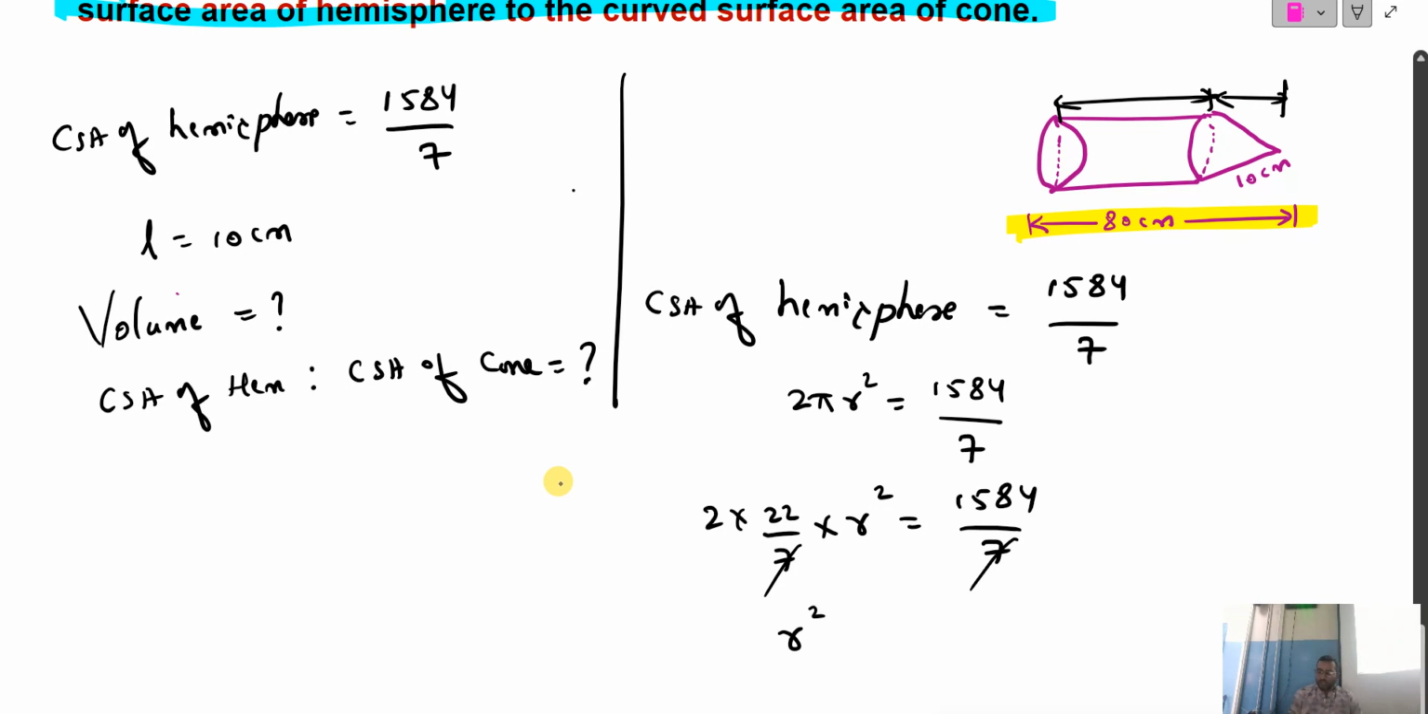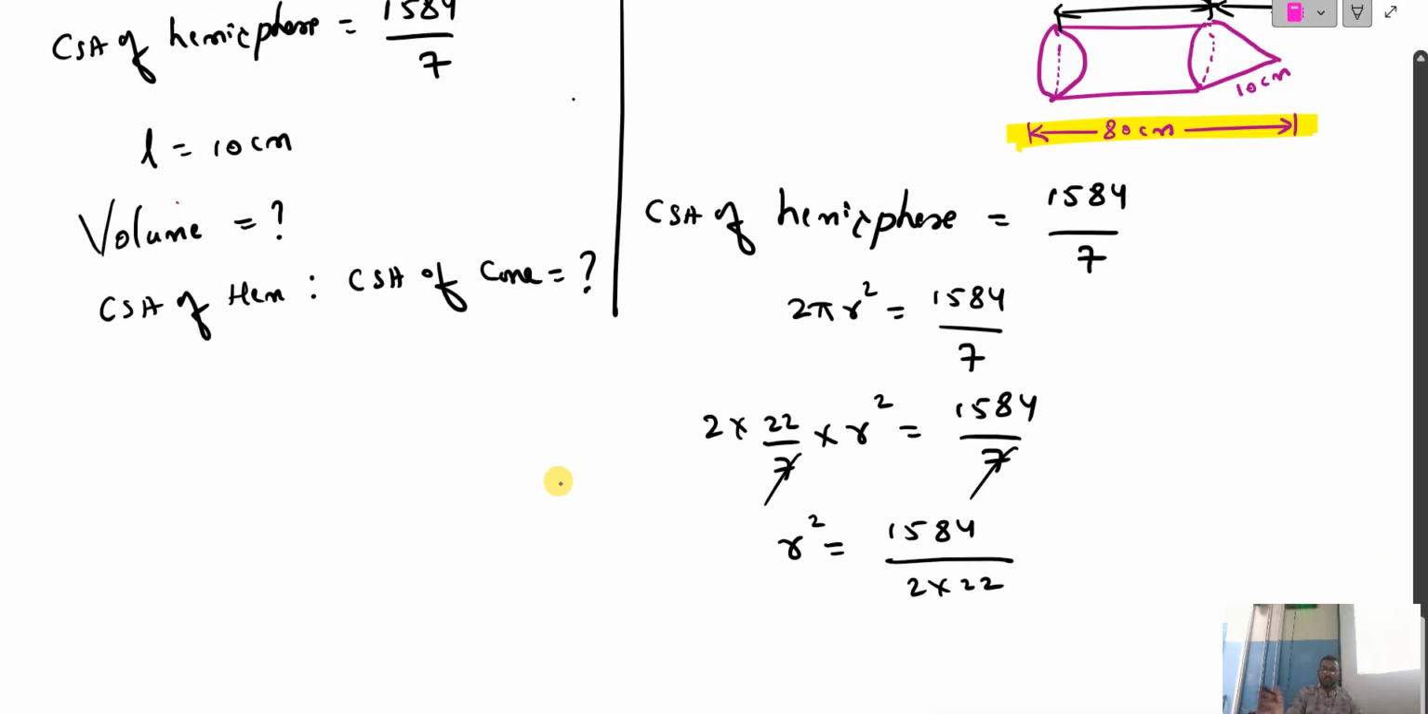Now left out is r square is equal to 1584 divided by 2 into 22 after cross multiplication. This 2 into 22 will come down. Am I right? Now as you can see the value, shall we go with 11 tables? 11 twos are 22. 11 ones are 11. Remainder 4, 48. 11 fours are 44. Remainder 4, 11 fours are 44. Then 2 ones are 2. 2 sevens are 14. 2 twos are 4. 2 ones are 2. 2 threes are 6. 2 sixes are 12. So r square is equal to 36.